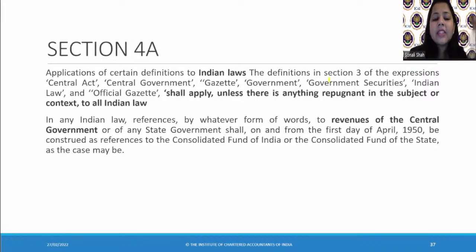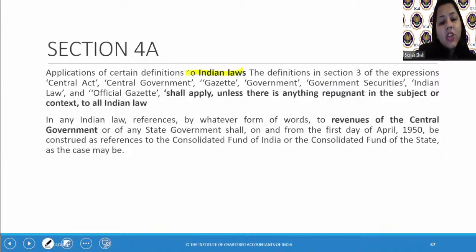Okay. Next is section 4A. Section 4A talks about the application of certain definitions to Indian laws. What were the Indian laws? Indian laws were the laws that were in force. Laws means any acts, rules, orders, bylaws, regulations, ordinances, anything which were in force prior to the commencement of the Constitution in the Part A or Part C states, except the laws that were made by the Council or the Parliament of the UK. So all of these are Indian laws.